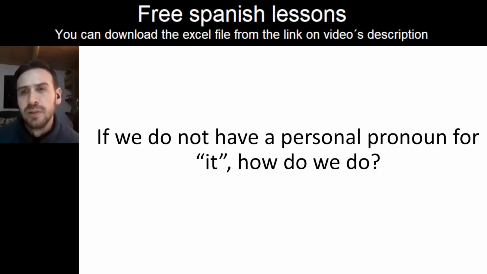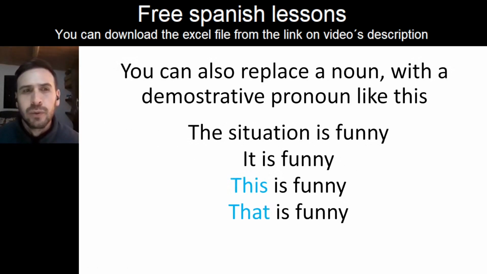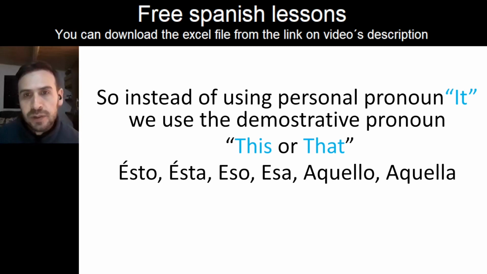If we do not have a personal pronoun for it, how do we do? You can also replace a noun with a demonstrative pronoun like this. For example, the situation is funny. You can replace the situation with it. It is funny. And you can also use the demonstrative pronoun. This is funny. That is funny. So instead of using personal pronoun it, we use the demonstrative pronoun this or that. Esto, esta, eso, esa, aquello, aquella.